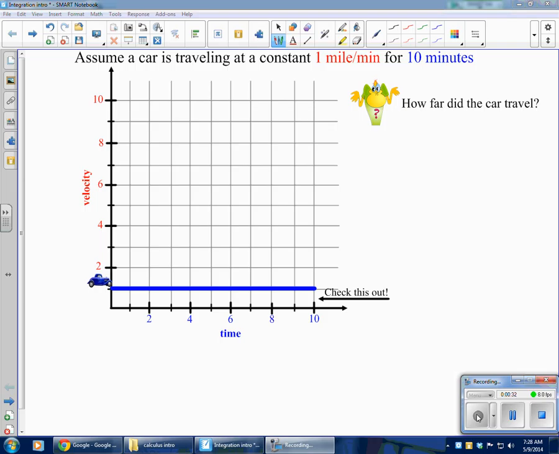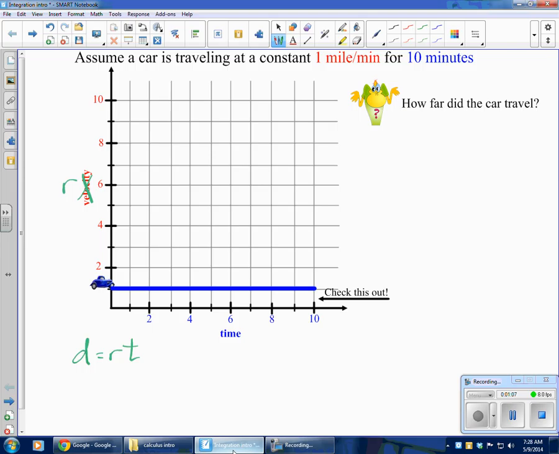So let's say that we have a car, there's Zeno's car, traveling at a constant 1 mile per minute for 10 minutes. So notice that my velocity is the y-axis, time is on the x-axis. Since his velocity never increases, I have a nice straight horizontal line for 10 minutes. He just goes at a constant rate. We're going to use our old dirt equation though here. Distance equals rate times time. So the velocity really we can think of as the rate.